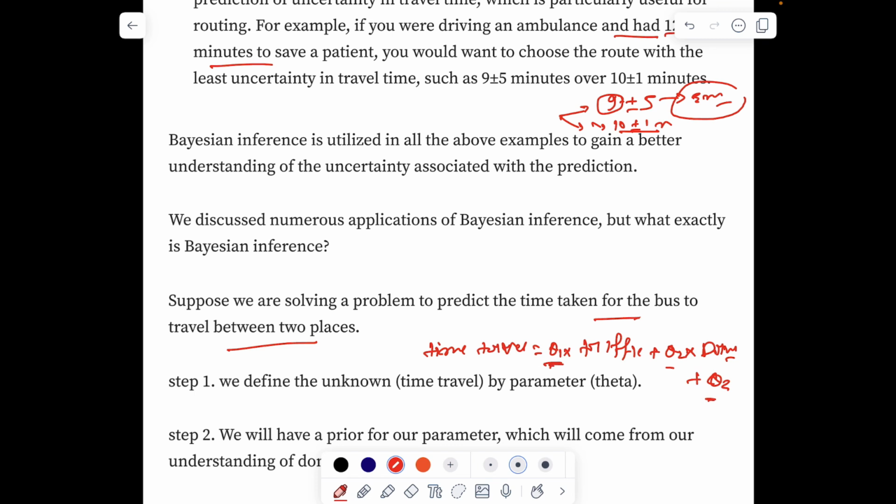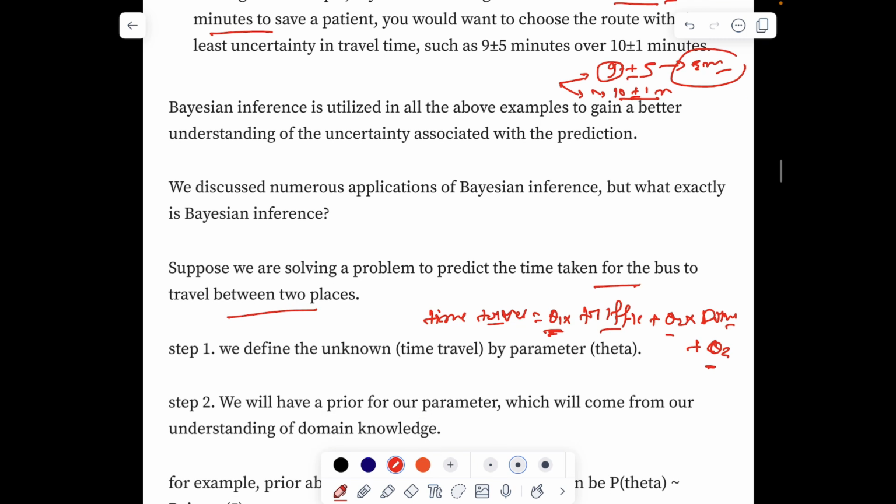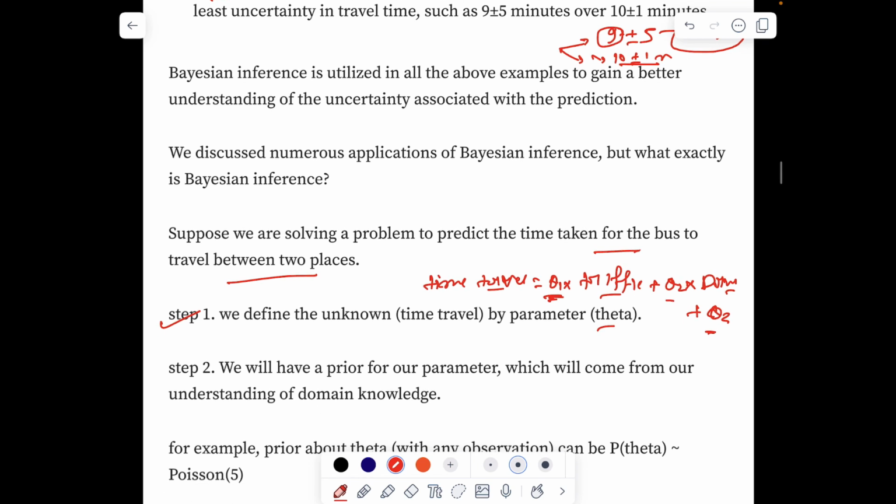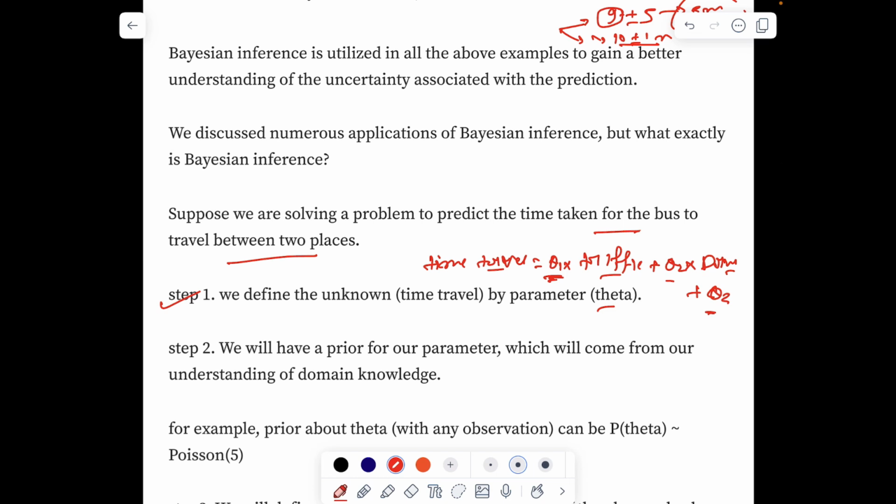So let's say we have these parameters, and these parameters are unknown for us because we don't know how much our travel time is dependent upon traffic, or how much our travel time is dependent upon how the driver is driving the car, and another factor. So these all factors are unknown for us, right? So we define those unknown parameters by some theta. And let's say for simplicity it is only depending upon one parameter, let's say traffic, and you don't know the theta 1 of traffic. So you have defined your parameter theta.